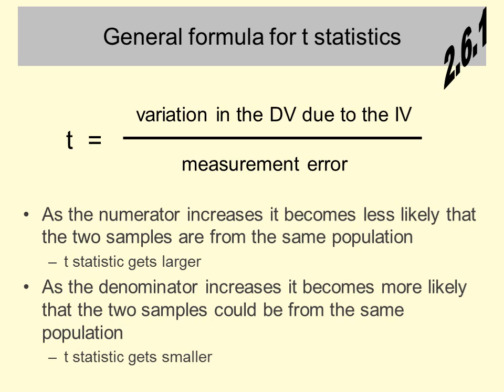Now, because t is a ratio, one thing divided by another, it means that as the number on the top, the numerator, gets larger, that's going to mean it's less likely that the two samples are from the same population. Makes sense, really. Bigger effect of the independent variable is less likely to be due to just measurement error. But as the denominator, that is the measurement error, increases, you're going to be dividing by a bigger number, and so t is going to be smaller, and that means it's more likely that the two samples were from the same population.